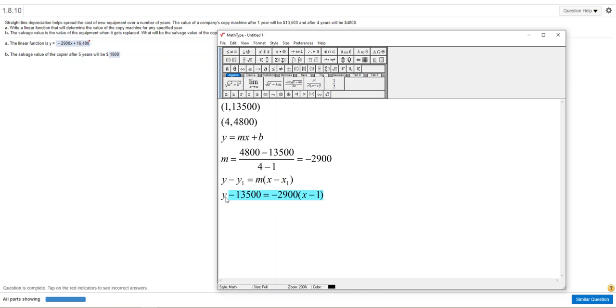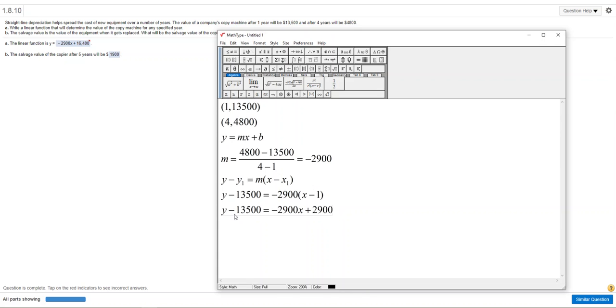All right, so I'm going to copy this just so that I don't have to retype all of it. And then we're going to do the distribute right here. We're going to multiply our negative 2,900 to x and our negative 2,900 to negative 1. So negative 2,900 times x is negative 2,900x, and negative 2,900 times negative 1, the two negatives are going to make that positive, and 2,900 times 1 is 2,900. Right? A negative times a negative is a positive. And so we have the distribute done. We've distributed this and multiplied it to both parts of this parenthesis.